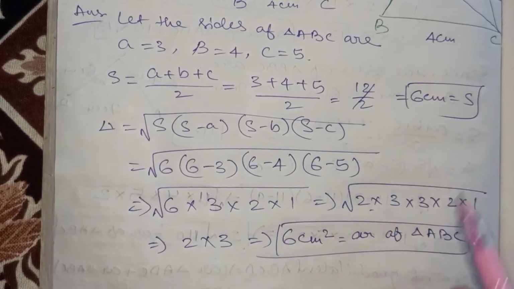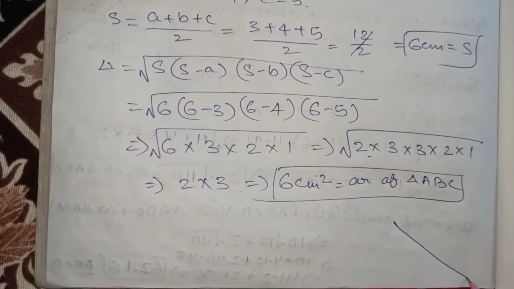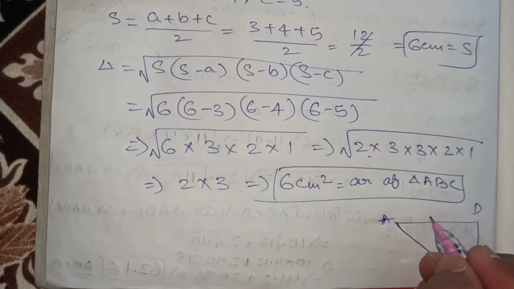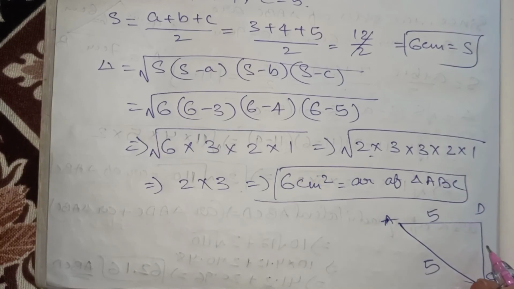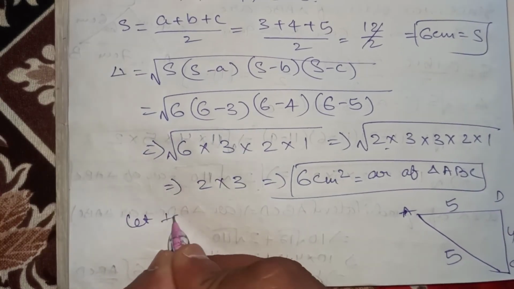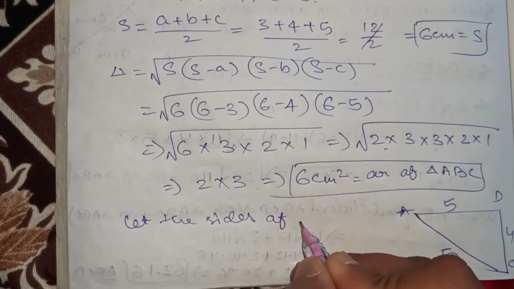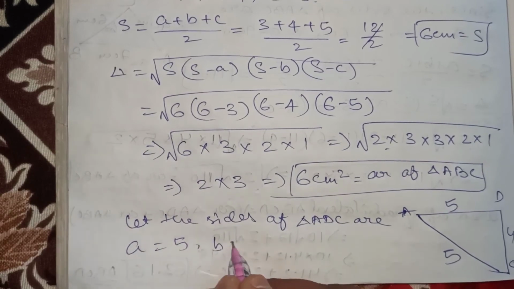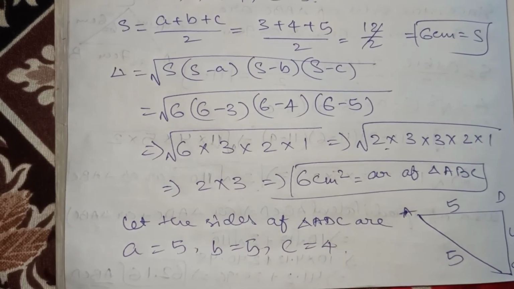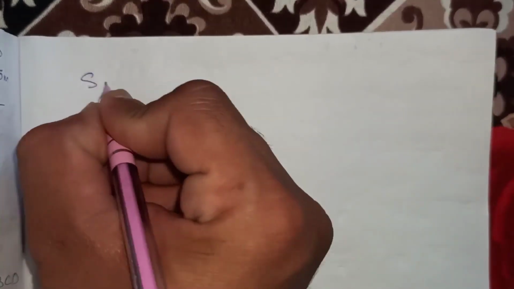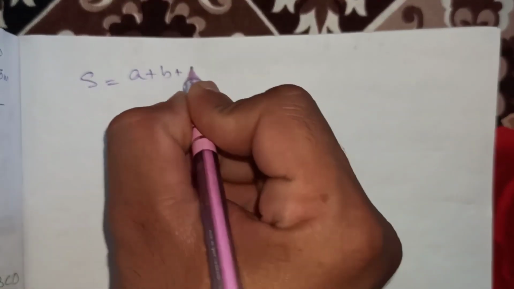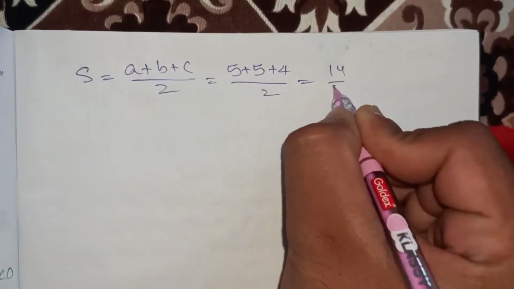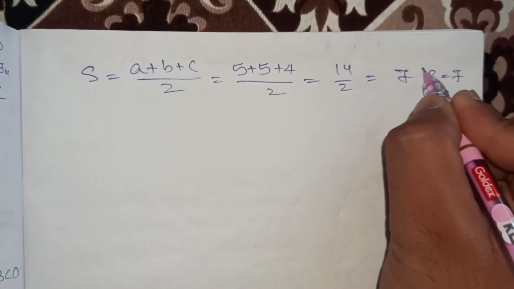Now I will find out the area of triangle ADC. So I will just draw the diagram. ADC. AD is 5, AC is 5, DC is 4. Let the sides of triangle ADC be a equals 5, b equals 5, and c equals 4. Now I will find out the value of s. s equals (a plus b plus c) by 2. That is (5 plus 5 plus 4) by 2. It is 14 by 2, 7. So s equals 7 we got.